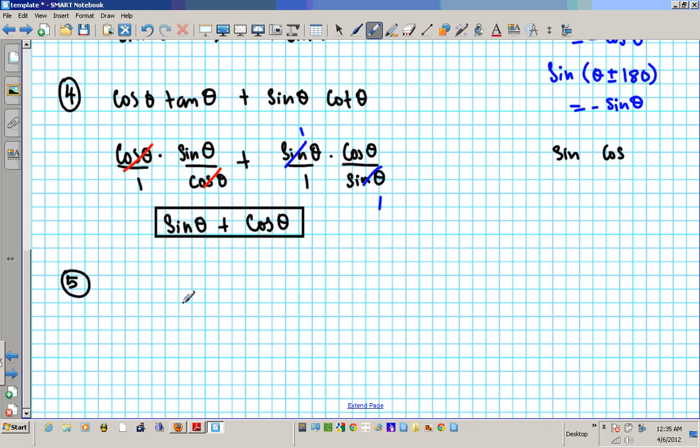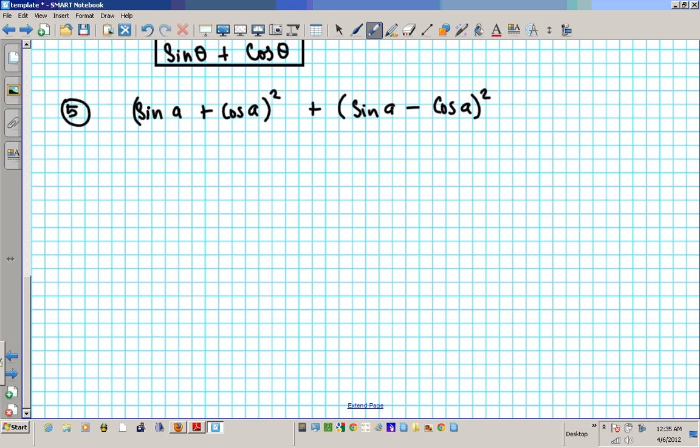Let's say we had (sin A + cos A)² + (sin A − cos A)². Okay, so to simplify this, obviously we have to multiply it out first, right?